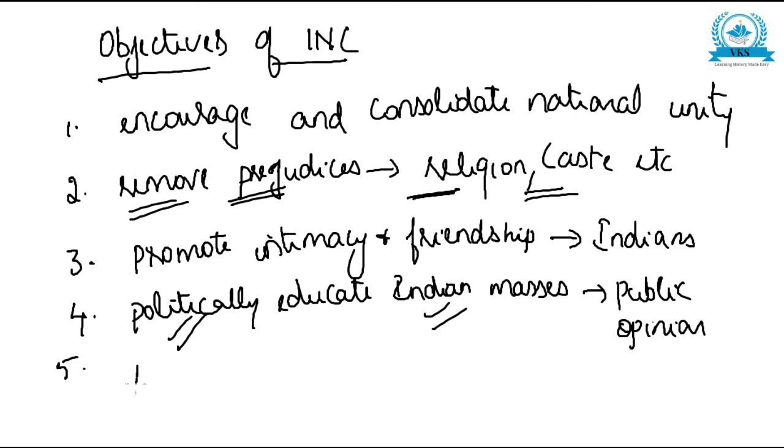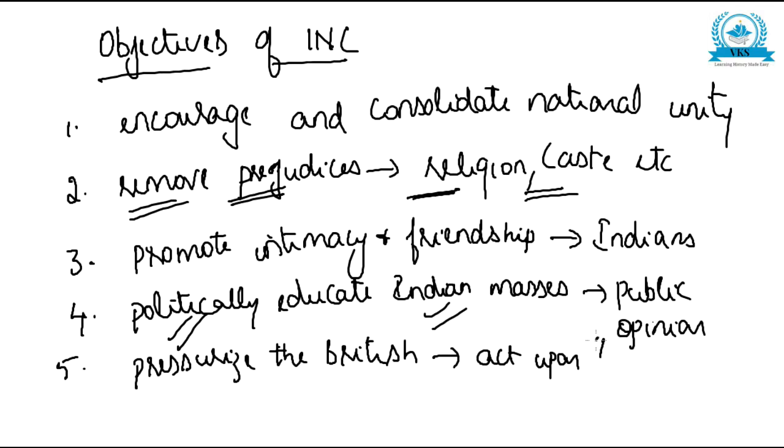And the next one was to pressurize the British to act upon this public opinion. Once people are all united and a public opinion is formed, then Indian leaders can pressurize the British. When Indians are united, Indian people understand the problem, and they form a common opinion that the British should go out of our country, then they can pressurize the British to act upon this public opinion.